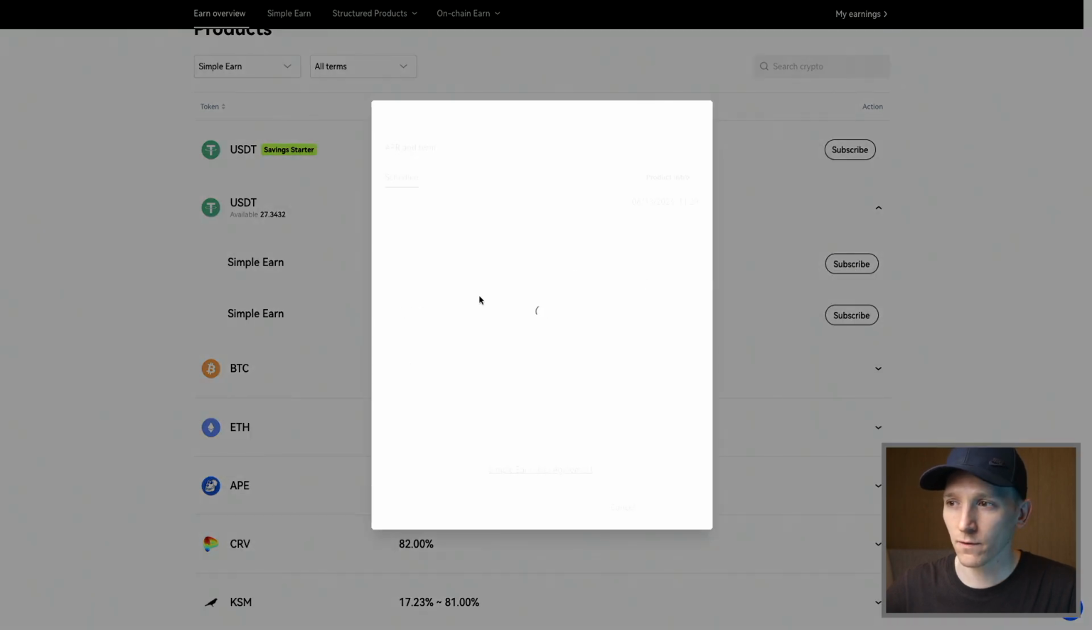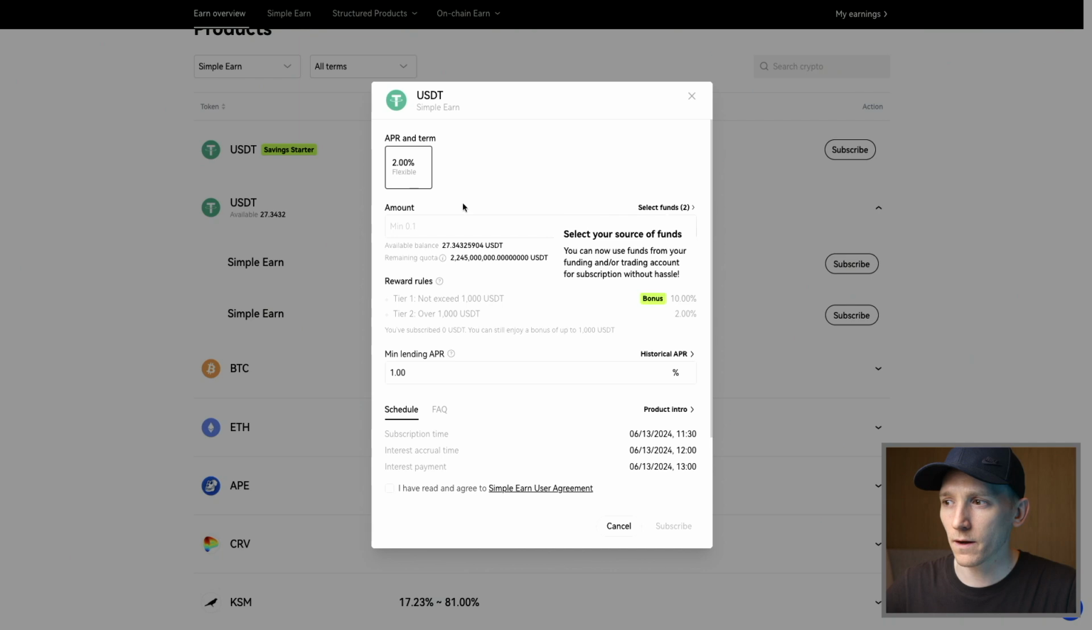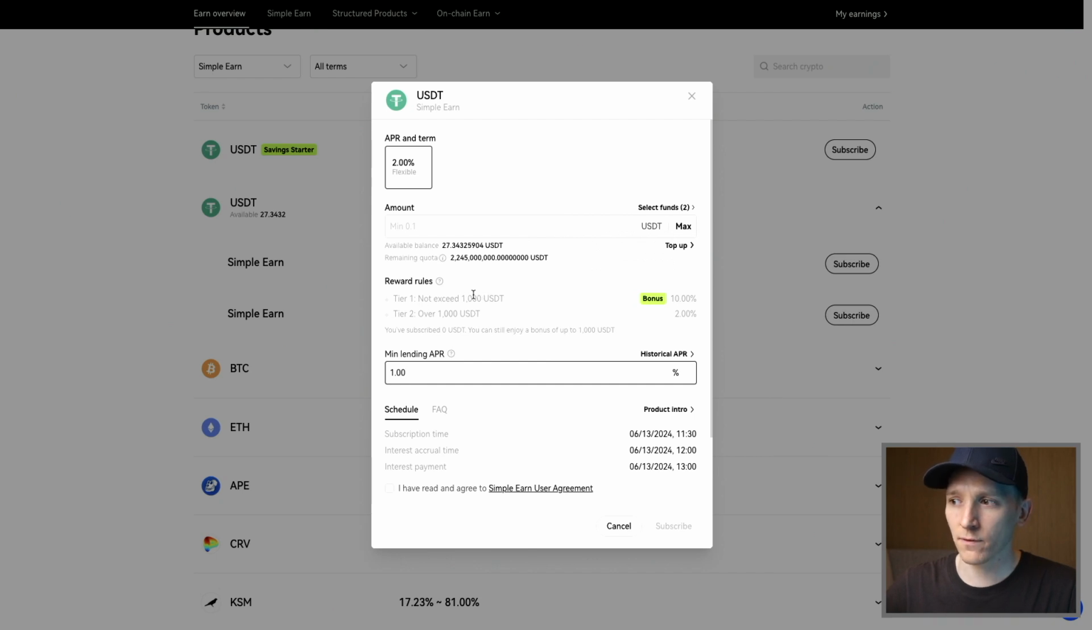So let's click subscribe here. This is Simple Earn. And right here, we have the amount. It's actually 2%, but you can see a bonus. So anything up to $1,000 would earn a 10% annual rate. And then anything over that goes to 2%. Now you can actually change this if you want as well.